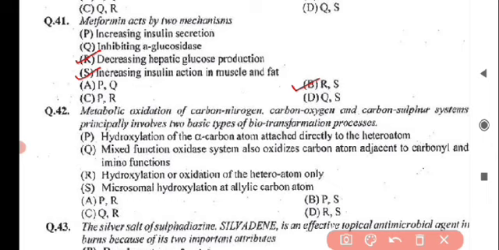Next question is, metabolic oxidation of carbon nitrogen, carbon oxygen and carbon sulfur system principally involves two basic types of biotransformation processes, and these two processes are Q and R. That is, mixed oxidase system also oxidizes carbon atom adjacent to carbonyl and amino functions, and hydroxylation or oxidation of the heteroatoms only.